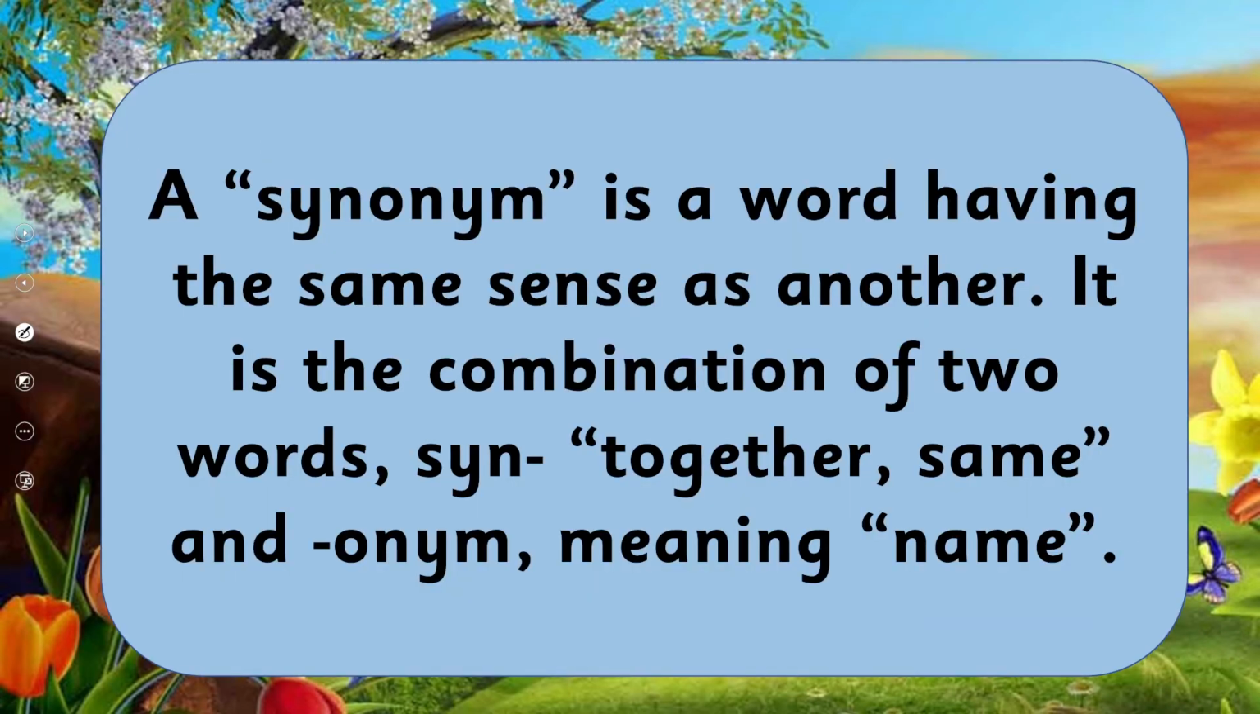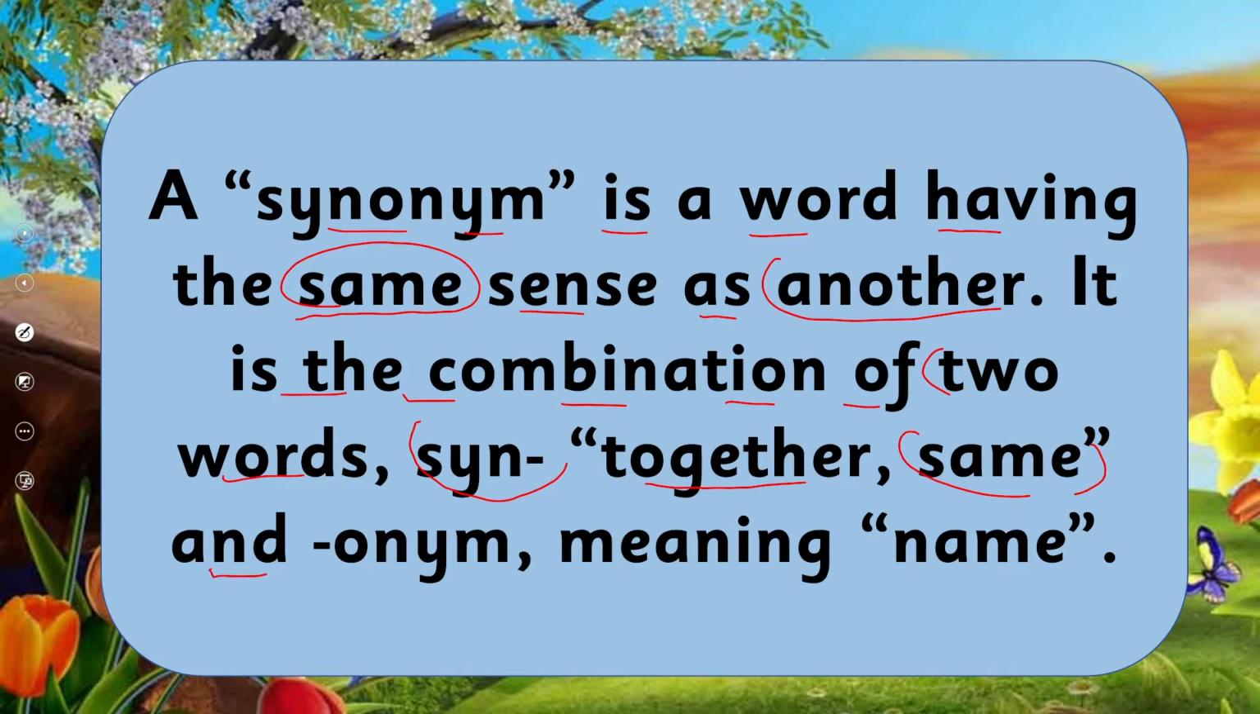So next, what is a synonym? A synonym is a word having the same sense as another. So my dear students, antonyms are opposite words, and a synonym is a word that has the same or related meaning. It is not opposite, but it gives us another word like that word. It is the combination of two words: syn, meaning together or same, and onym, meaning name. So it means same name.